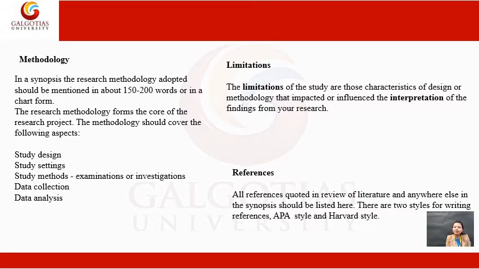And the last one is references. To show that your work is not plagiarized, all references quoted in the review of literature and anywhere else in the synopsis should be listed here. So either you choose APA style or Harvard style to write your references. This is when you write a research paper, a dissertation, or a report, you show that your report is written by you. It is not plagiarized, not a copy of other work. So you write the references at the end of your report.